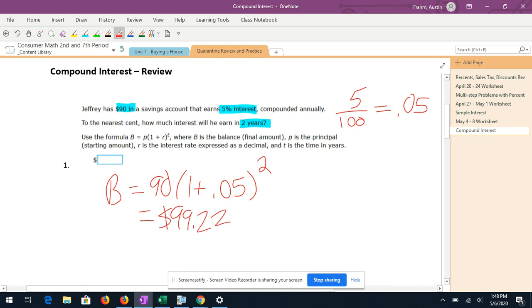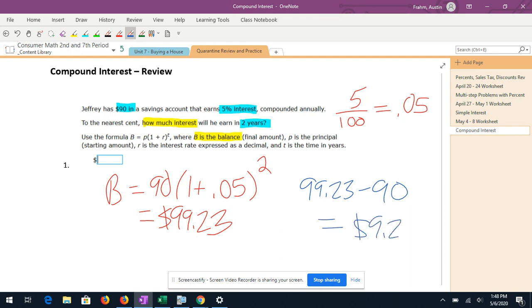However, we are not done. This is not our answer. Notice that it's asking how much interest they will earn. What we just calculated was the B value, which is balance. So what we need to do is subtract that number by our original, our principal amount of 90. When we do that, we are left with $9.23, which is what would be the interest amount. So be careful with that wording there.